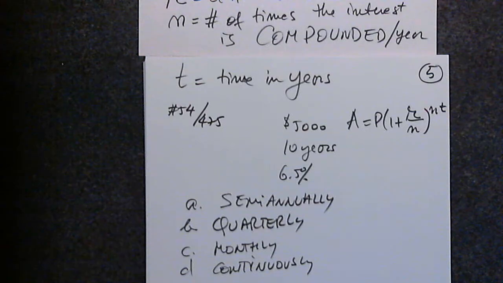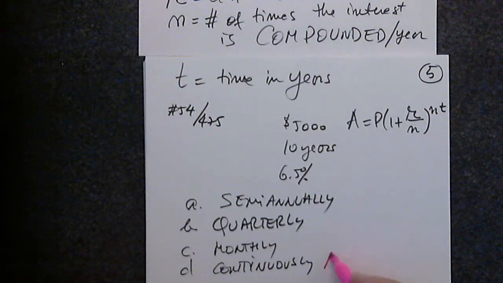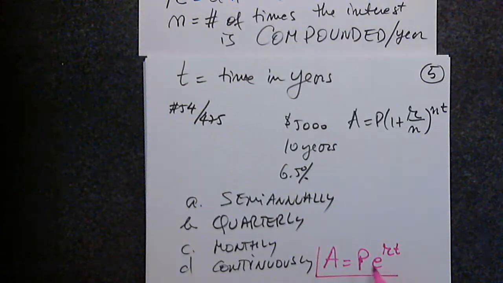And I would like us to identify what is given. Let me read the problem one more time. Find the accumulated value of an investment of 5,000 for 10 years at an interest rate of 6.5% per year if the money is compounded semi-annually, quarterly, monthly, and then continuously. Continuously means every second. And of course, this is not the formula. Here is the formula. I'll explain when we get to it. You don't have to even write it right now.